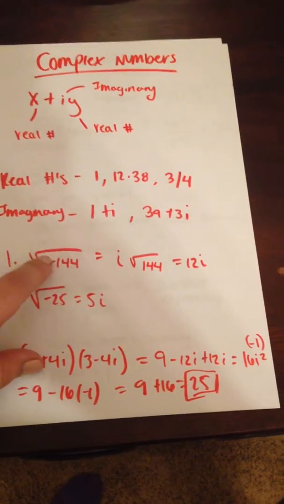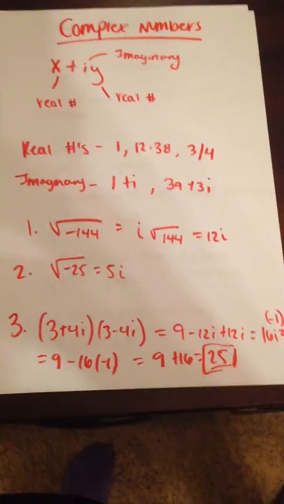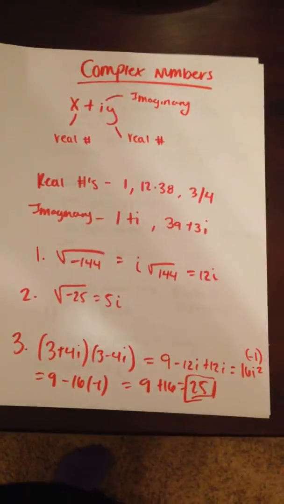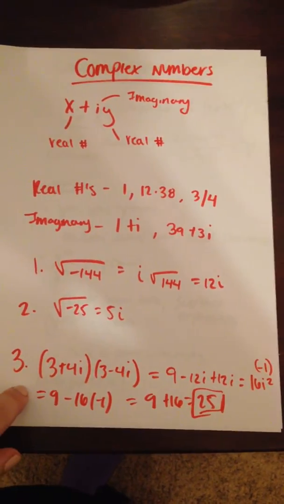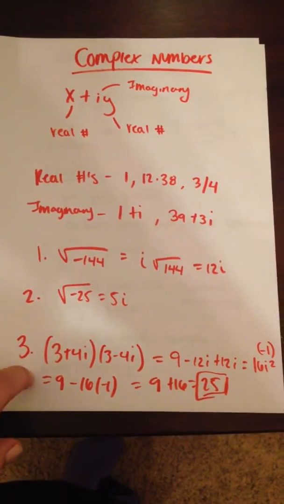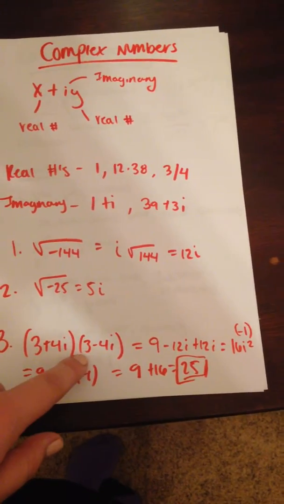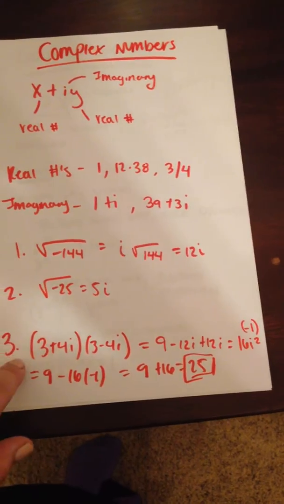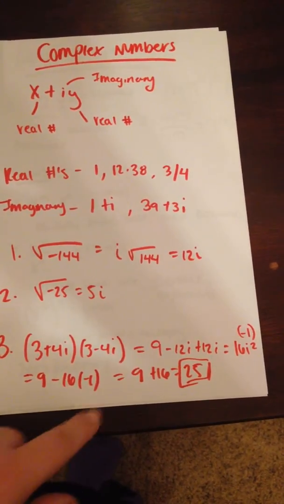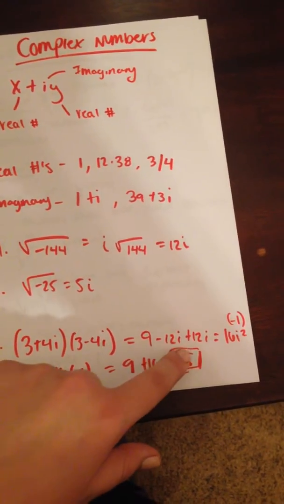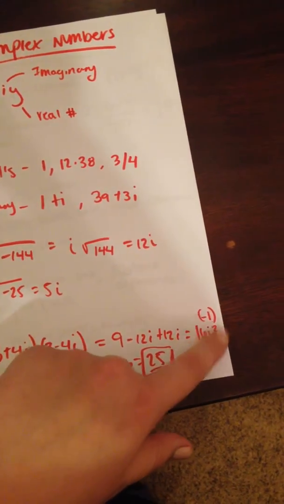So it's kind of like the same problem up here, and you just put 5i after that one because it's negative and it's imaginary. And then this one's more difficult. It's kind of like the factoring method I just talked about: 3 plus 4i times 3 minus 4i. You have to do first, outer, inner, last. What you get for that is 9 minus 12i plus 12i minus 16i squared.